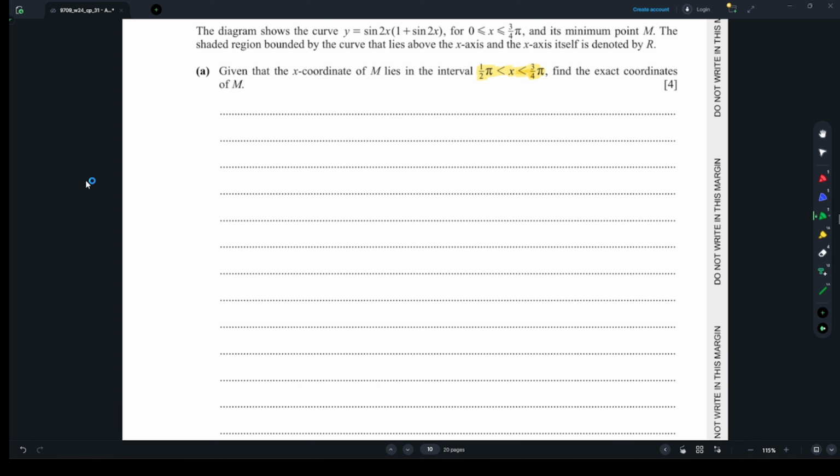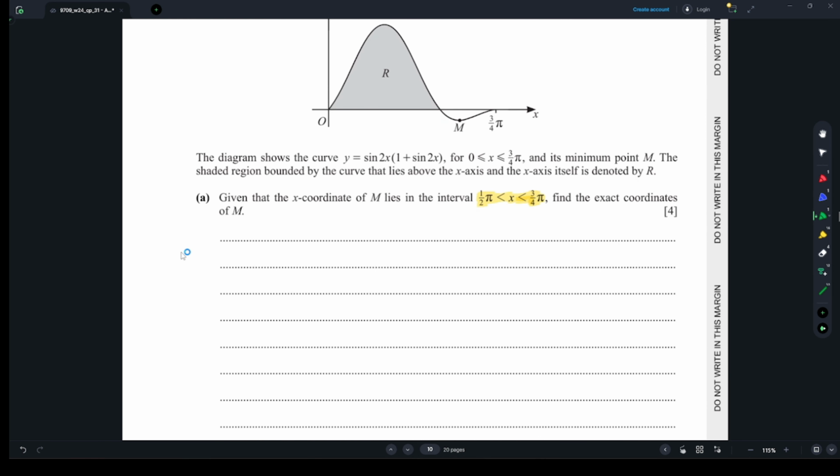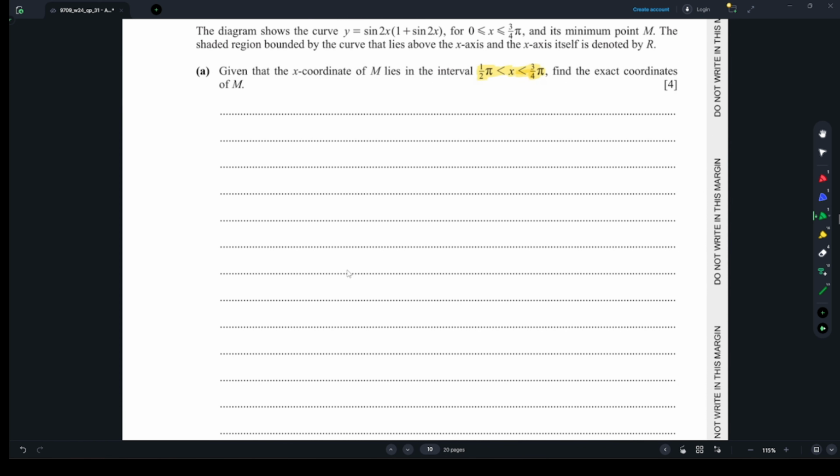You know that in a graph, a maximum or minimum point is given, or let's say if you calculate the gradient dy over dx, right? At the maximum or minimum point, we know that the value is 0, right? So we can use that concept here. Let's take the equation y equals sine 2x times 1 plus sine 2x.